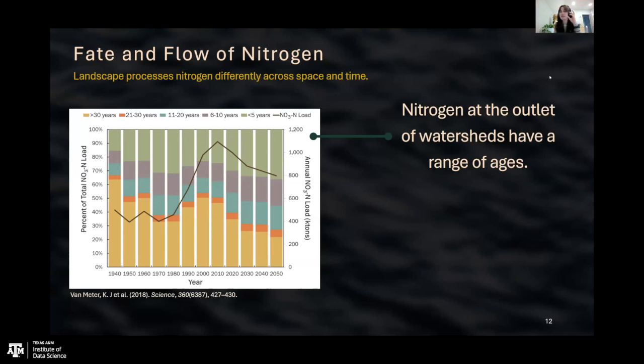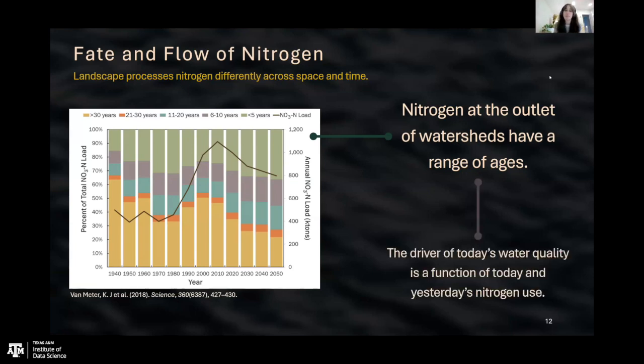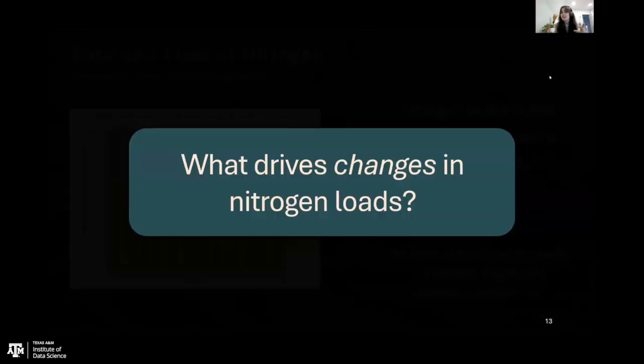requires addressing all these different pools of nitrogen, reducing what goes in now, but also addressing this old 30-year-old nitrogen in the landscape. And then what drives water quality is a function of today and yesterday's nitrogen use. And so this is the crux of my research: what drives changes in nitrogen loads.